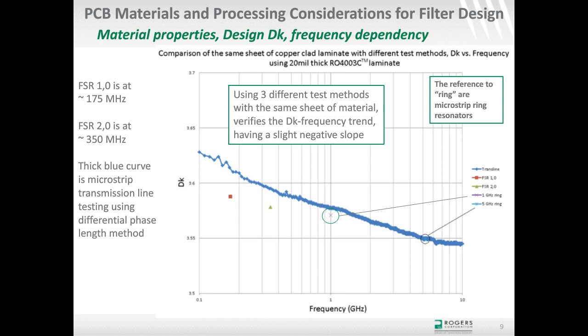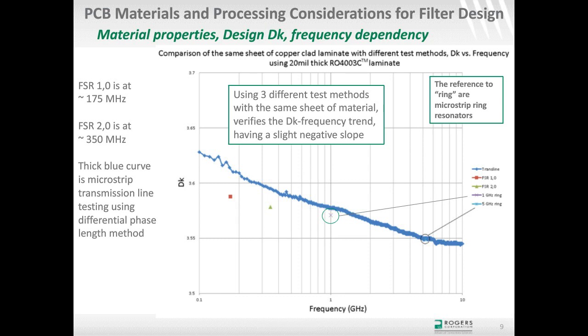Once that was tested, I sent off the copper-clad laminate to have circuits made, and the circuits came back. In this case, I made some ring resonators. There's a 1 gigahertz ring resonator that's circled about in the middle of the chart, and then there's a 5 gigahertz ring resonator off to the right. And again, you can see when going from 1 gigahertz to 5 gigahertz, you do get that decrease in dielectric constant as expected.